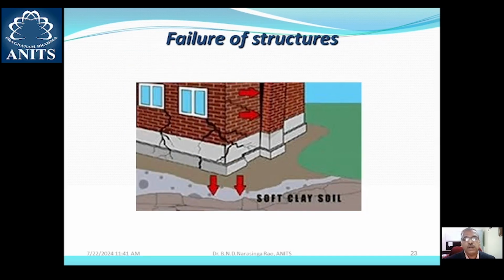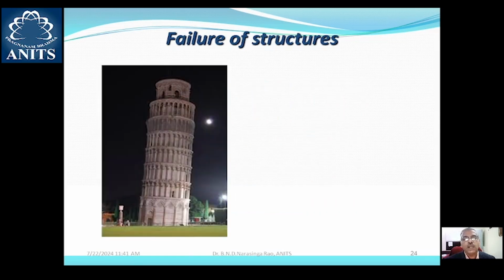Failure of soil due to excessive settlements in soft clay is shown over here. Similarly, differential settlement of different parts of the structure may also cause some failure. The classic example is the Leaning Tower of Pisa, constructed in 1370 AD, which is 183 feet tall. So this is a classic example of differential settlement.